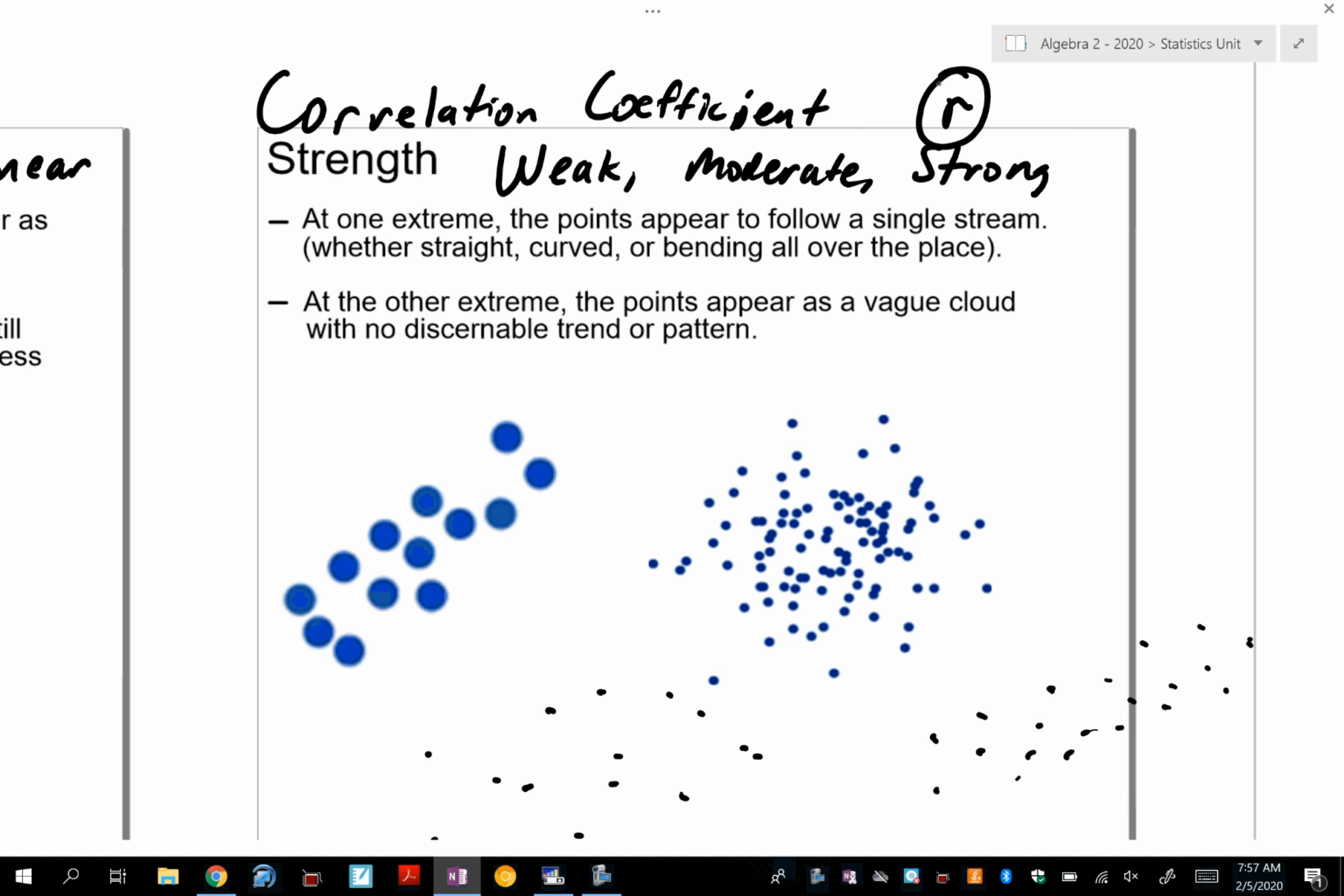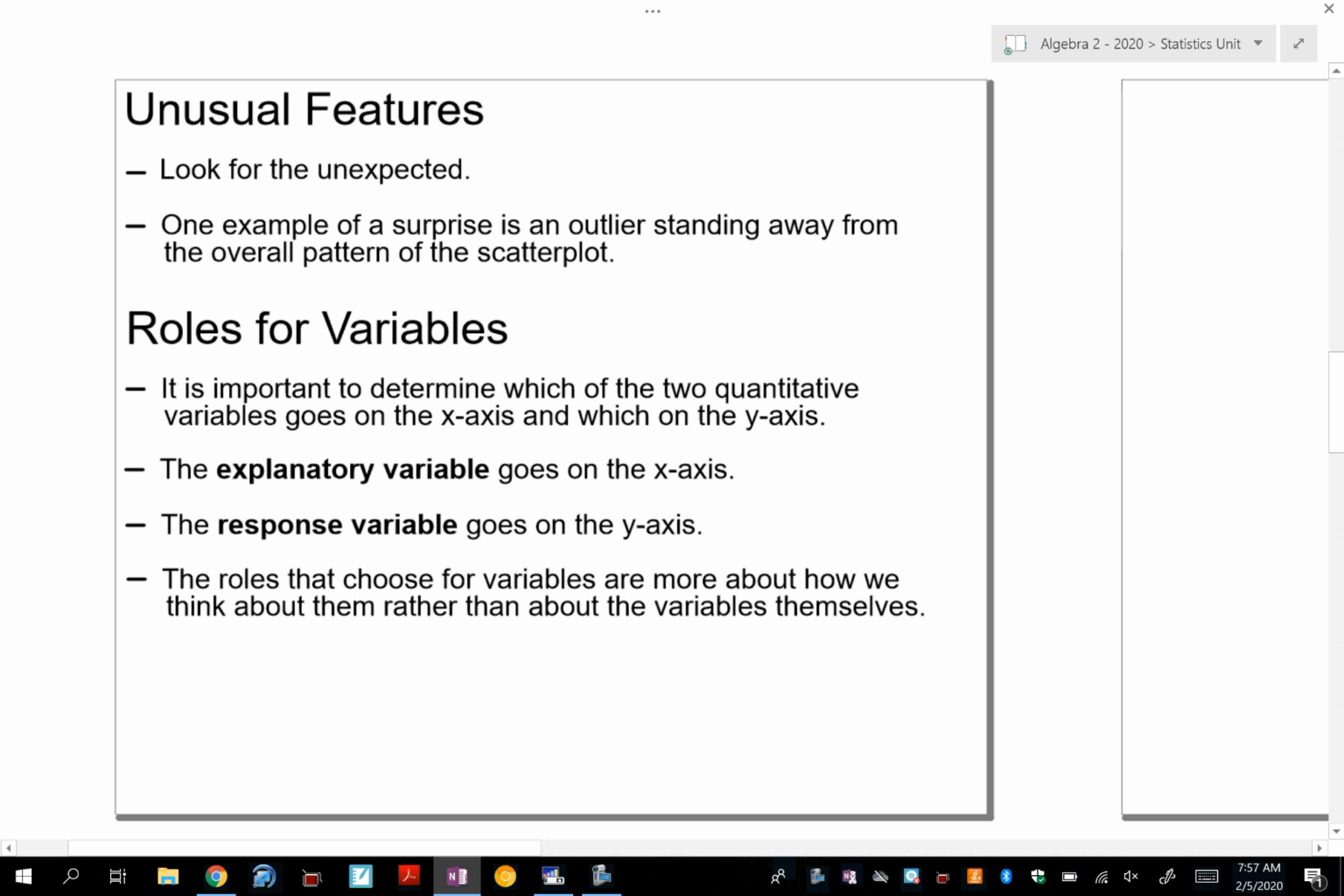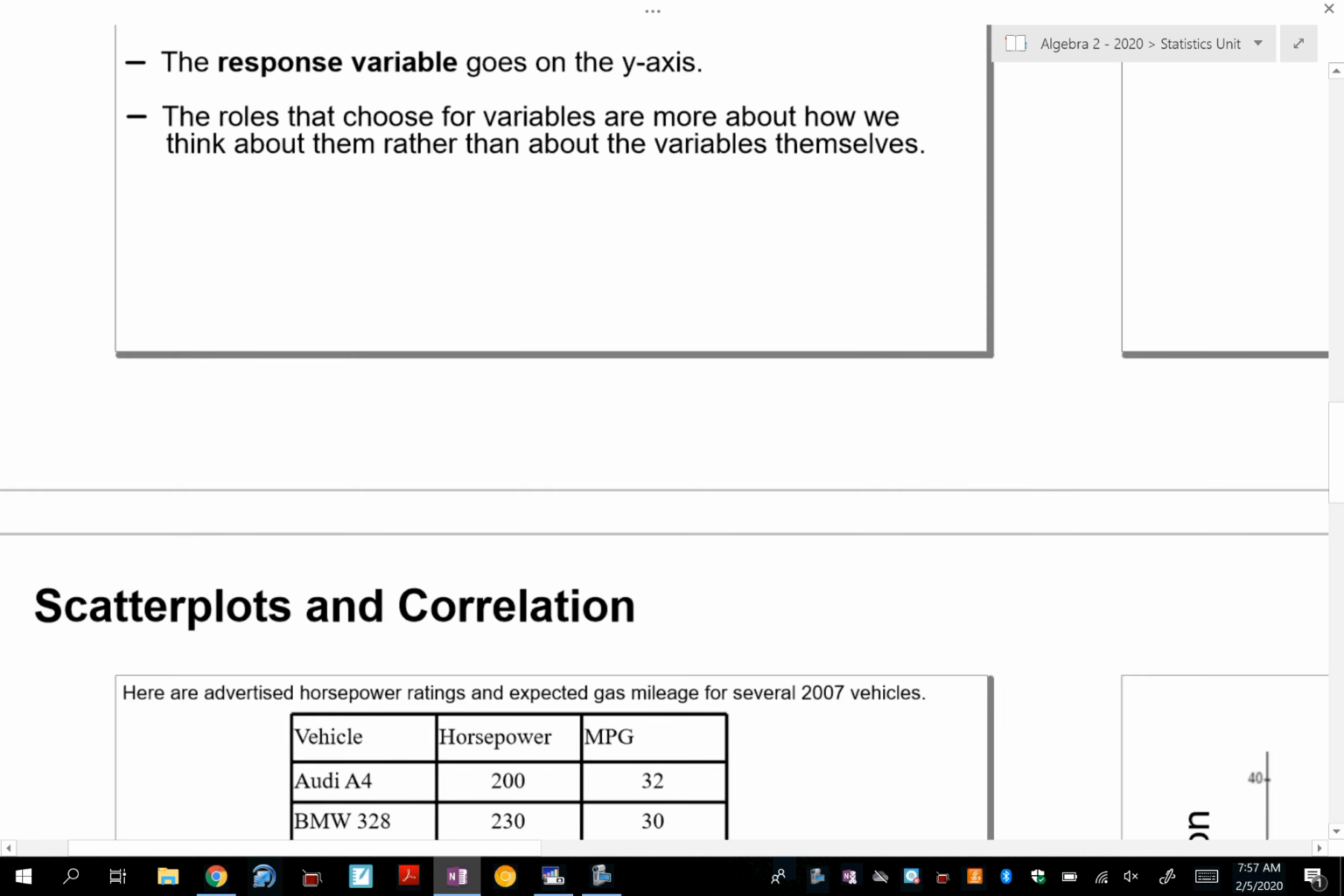Okay? All right. Now, I already mentioned the roles of the variables, the explanatory and the response. So explanatory is the x variable, the one that goes to the x. The way I think of it is x explanatory, okay? And response variable is the y. All right? You guys ready to try one? Excellent, let's do it.